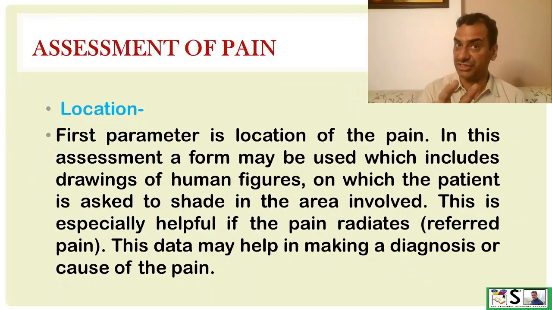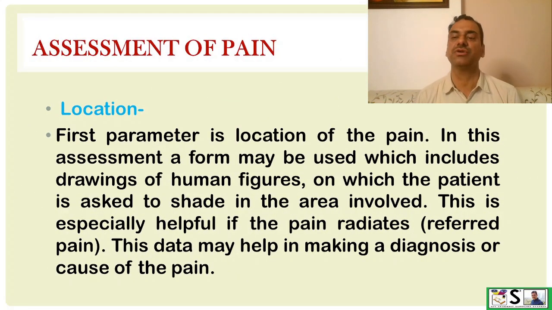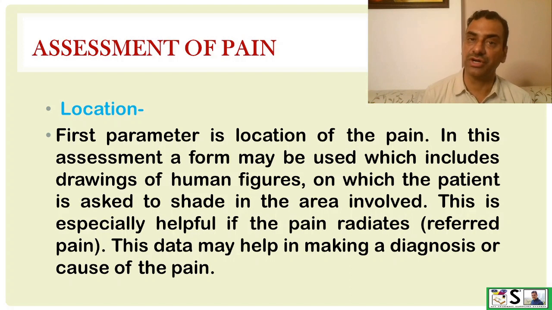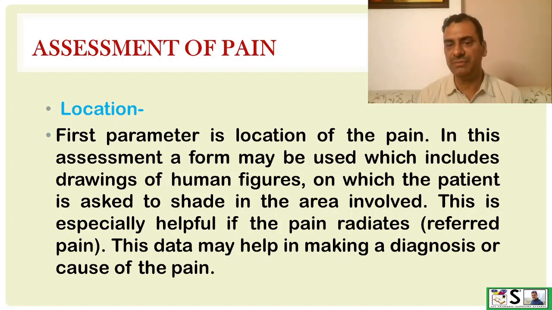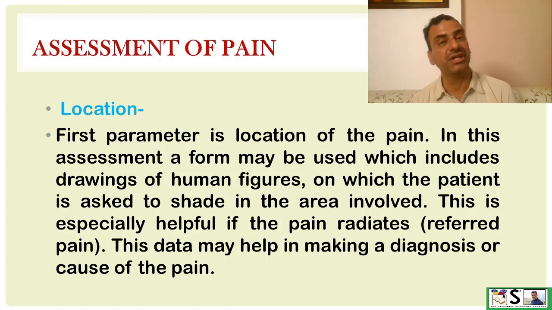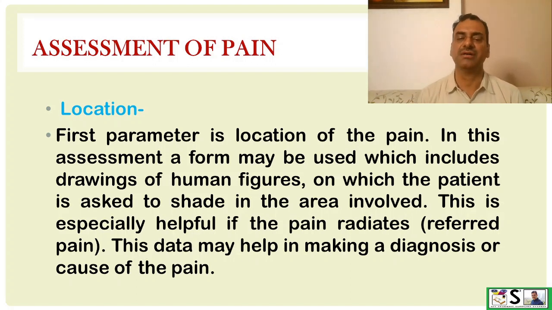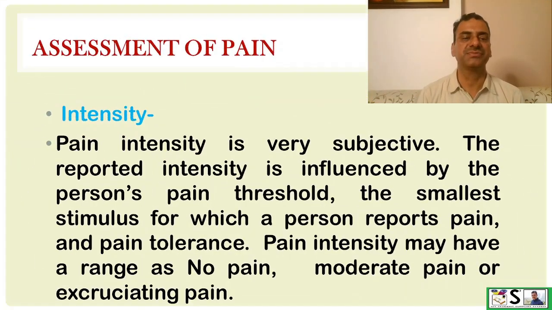First, we will see location. The first parameter is location of the pain. In this assessment, a form may be used which includes a drawing of a human figure or human body on which the patient is asked to shade the area where pain is involved, where the pain is felt. This is especially helpful if the pain radiates. This data may help in making a diagnosis or finding the cause of the pain.